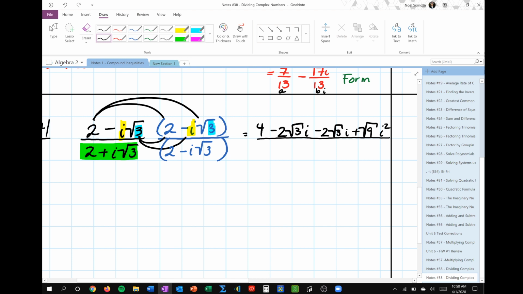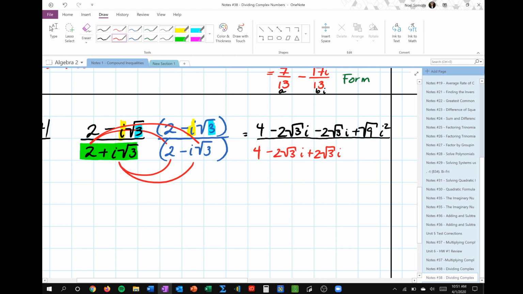In the denominator, let me erase these. Okay, in the denominator, we get 2 times 2, so that's 4. 2 times negative i root 3, so that's going to be a negative 2 root 3 i. Then you multiply i root 3 times 2, so that's a positive 2 root 3 i. And then you multiply basically what you had in the numerator, right? Except that the sign is different. So that's going to be a negative. Root 3 times root 3 gives you root 9. i times i is i squared.